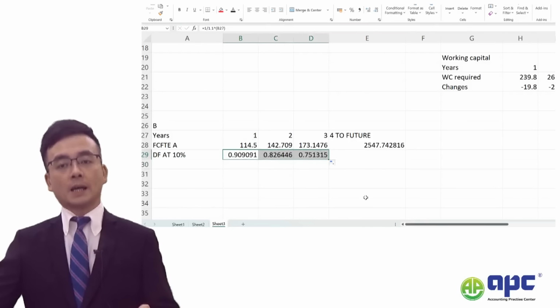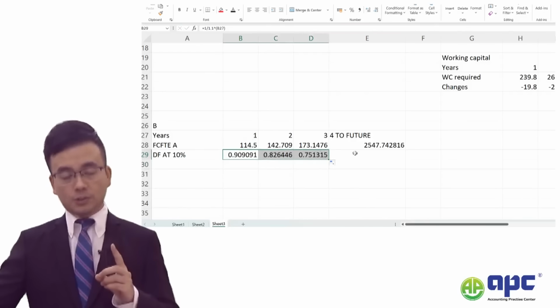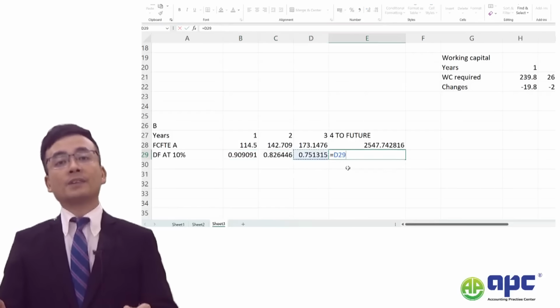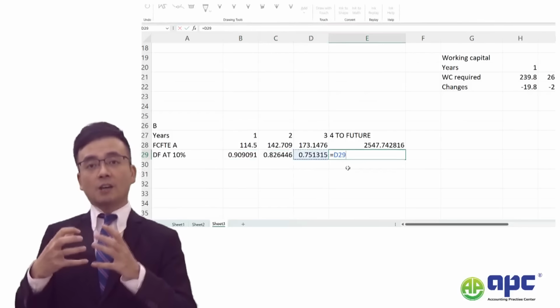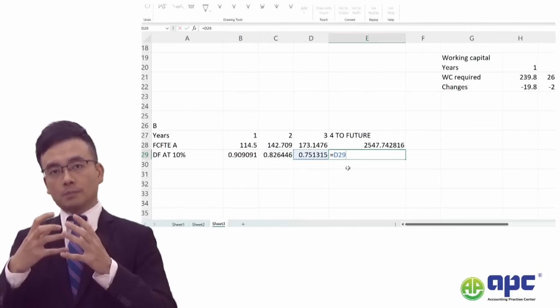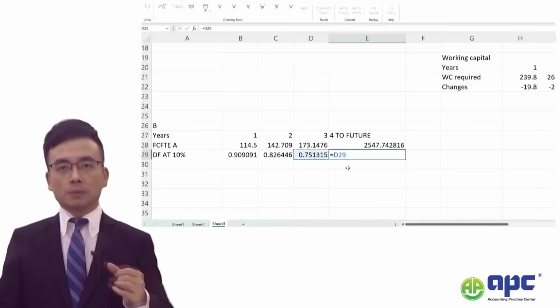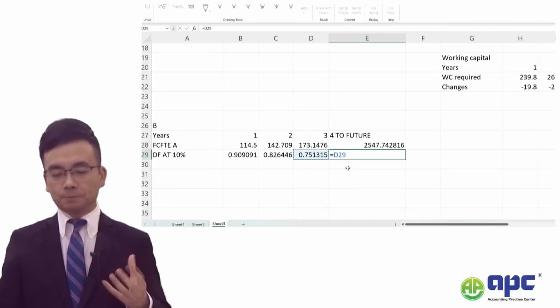Just drag it here. Remember, from year 4 to the future, I always use the year 3 discount factor, so I can discount from the start of year 4, which means the end of year 3, back to now, because we need to calculate the present value now.